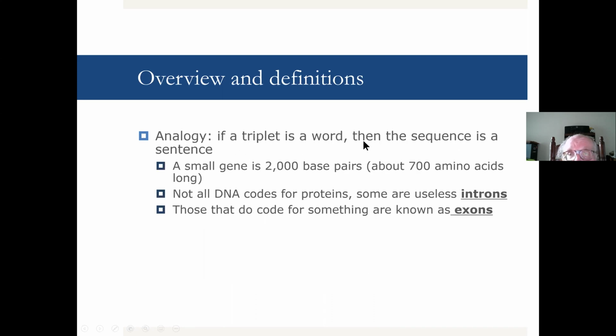If a triplet is a word, then the sequence is a sentence. A small gene is 2,000 base pairs, okay? About 700 amino acids. If you divide 2,000 by 3, it's about 700, 600 something, okay? So the smallest gene is 2,000 base pairs, which is about 700 amino acids.